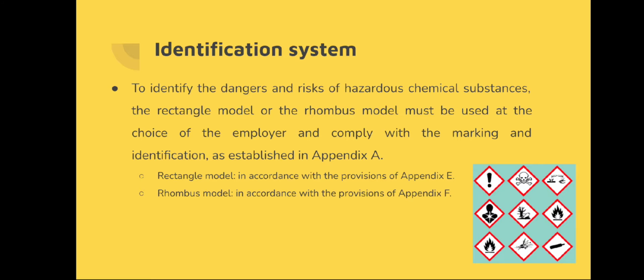Then we have the identification system. This is, as we mentioned, to identify the dangers and risks of hazardous chemical substances. The rectangle model or the rhombus model must be used at the choice of the employer and comply with the marking and identification as established in Appendix A. The rectangle model in accordance with the provisions of Appendix E, and the rhombus model in accordance with the provisions of Appendix F.